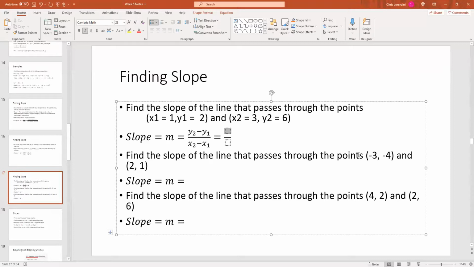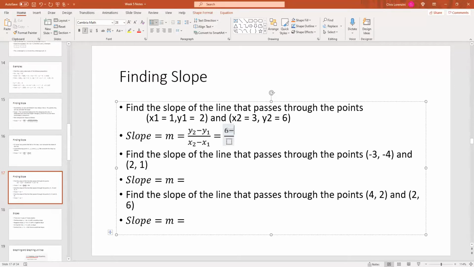So once I set this up, I'm just plugging numbers into an equation. y2 equals 6, y1 equals 2. So the top is 6 minus 2. x2 is equal to 3, x1 is equal to 1. So my bottom is 3 minus 1. 6 minus 2 is 4. 3 minus 1 is 2. 4 divided by 2 is equal to 2. So the slope of this line is equal to 2.